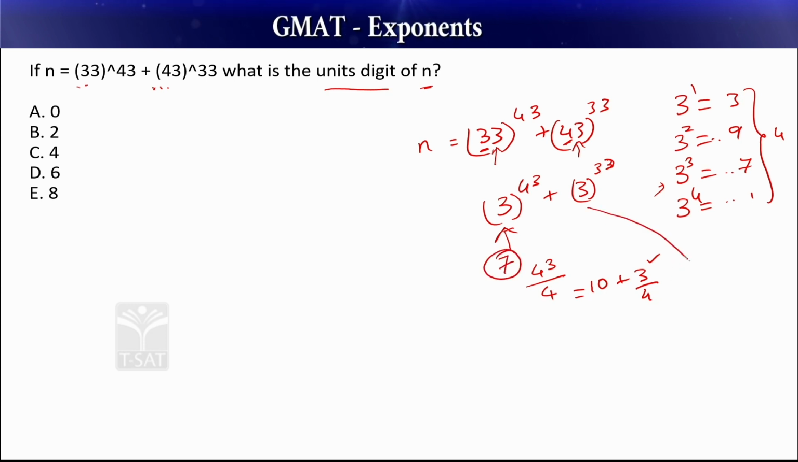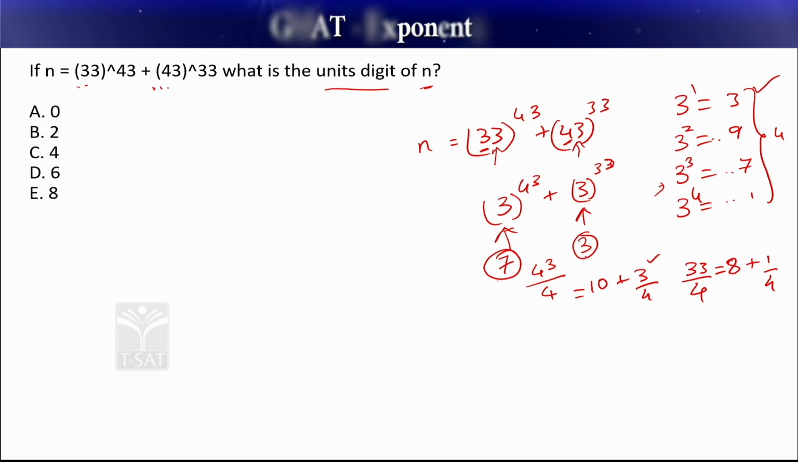Now when you are looking at 3 to the power of 33, when you divide 33 by 4, you have 4 8s are 32 plus 1 by 4. So it will have the same units digit as 3 raised to 1. So that is 3. This has a unit digit of 7, this has a unit digit of 3. When you add them both, you get 10, that is 0. That will give you 0 at its units digit. So that's option A. Those were some sample questions on exponents.